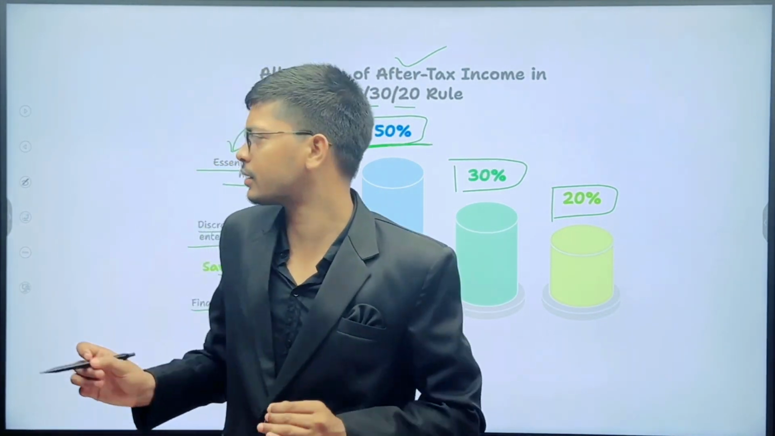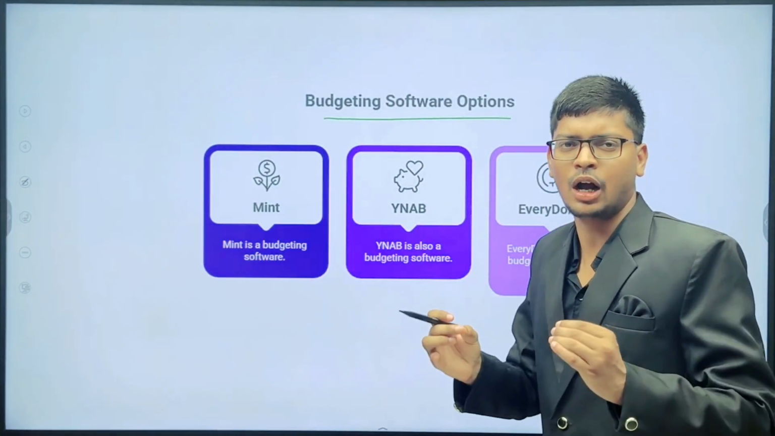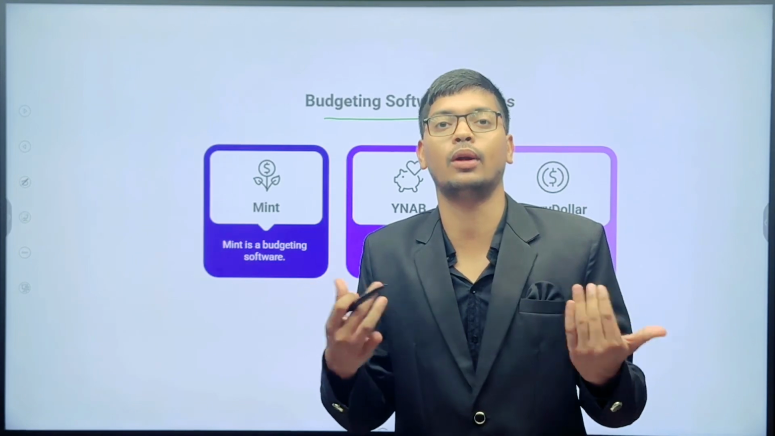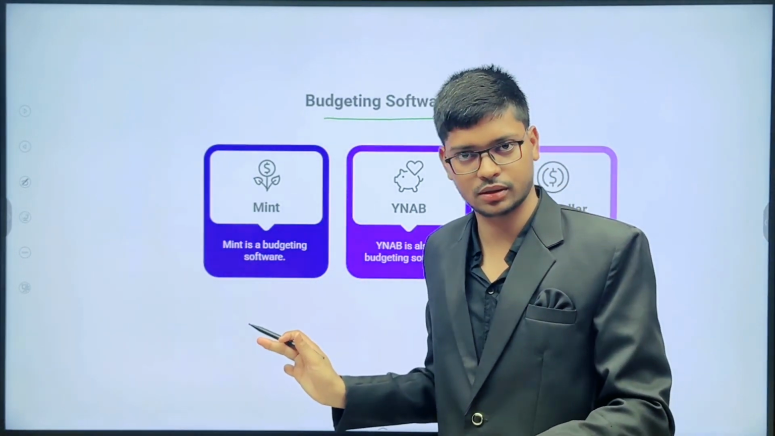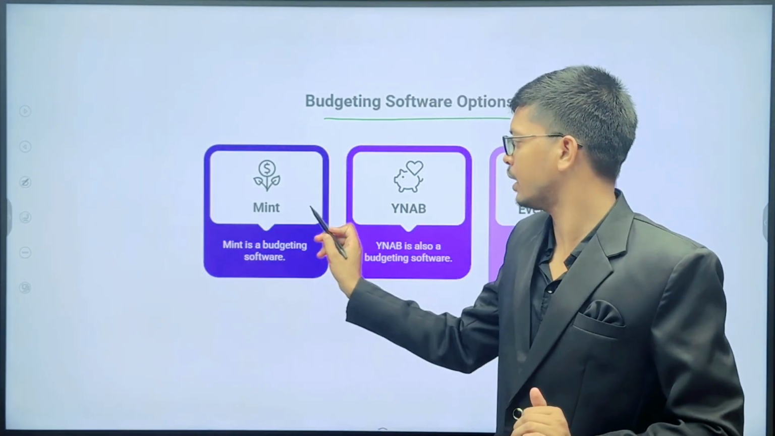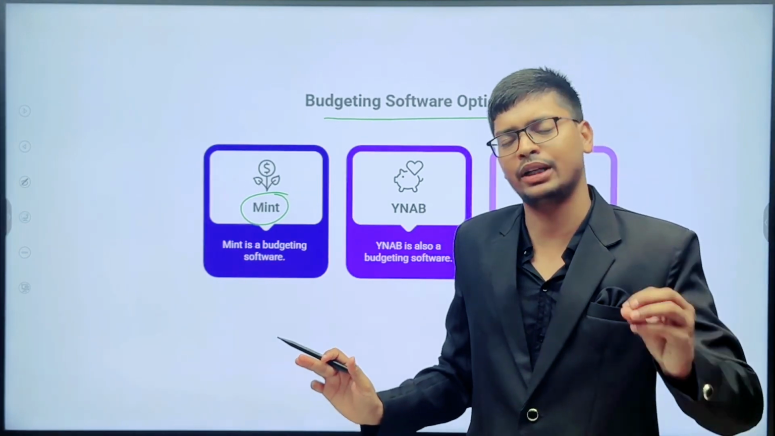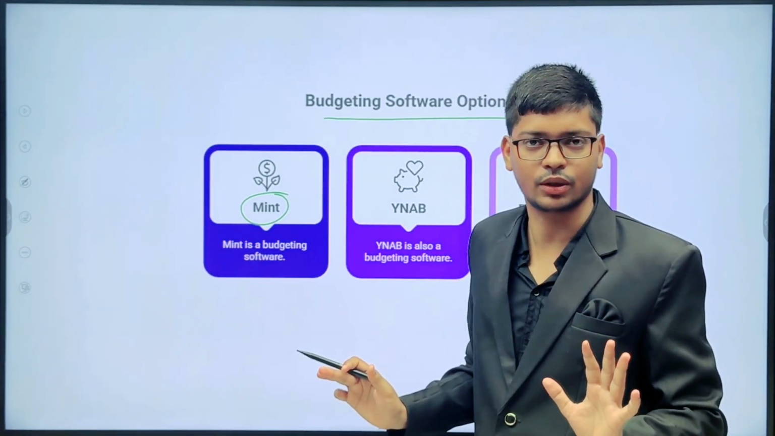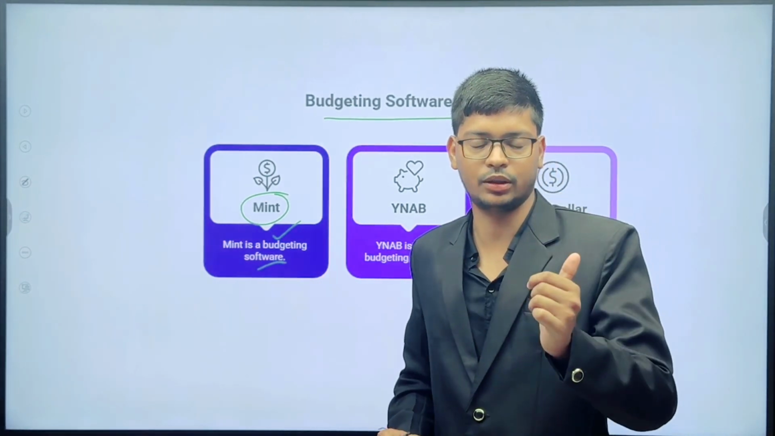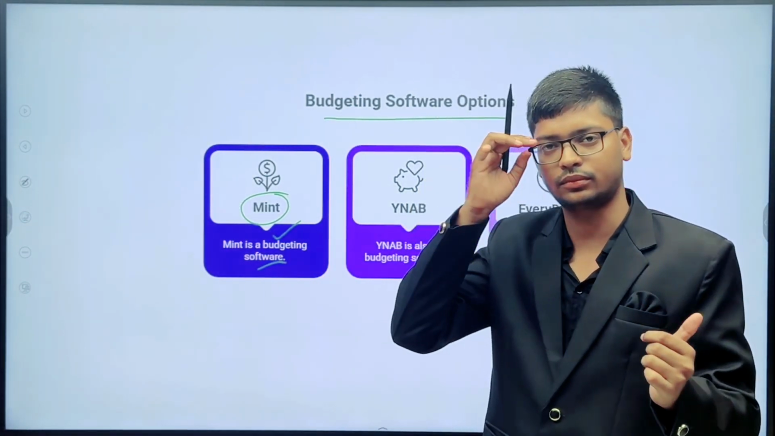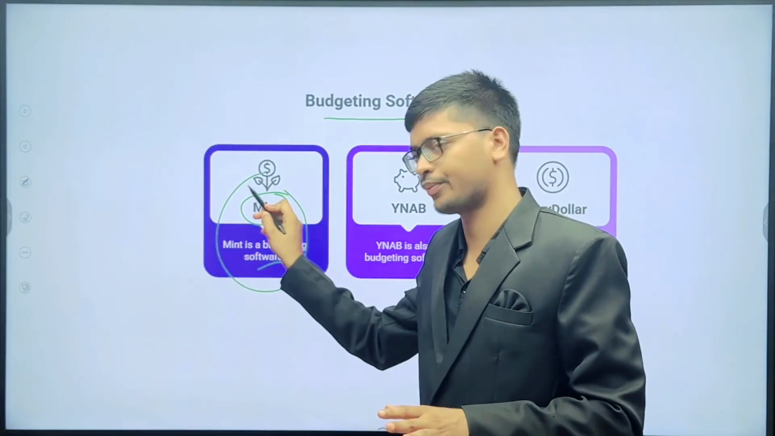Next, you focus on your budgeting software options, how to budget online on your mobile. Here are some software you can use. First, Mint. Mint is a very simple software. You can easily check it out, link in the description. Mint is a budgeting software, and whenever you make a budget plan, you can easily use this app.